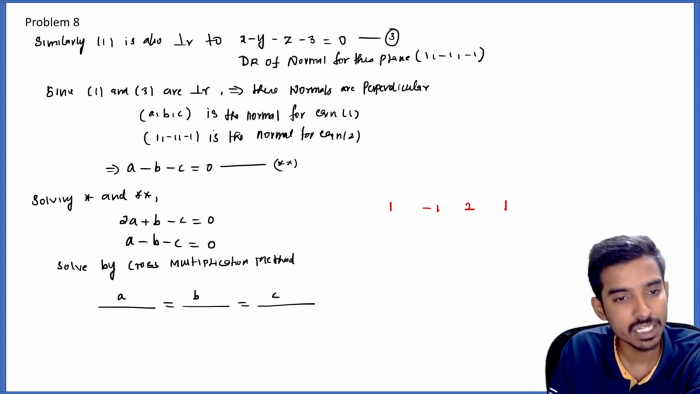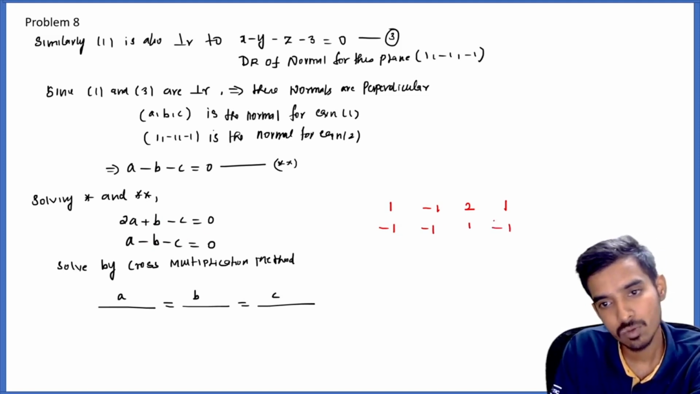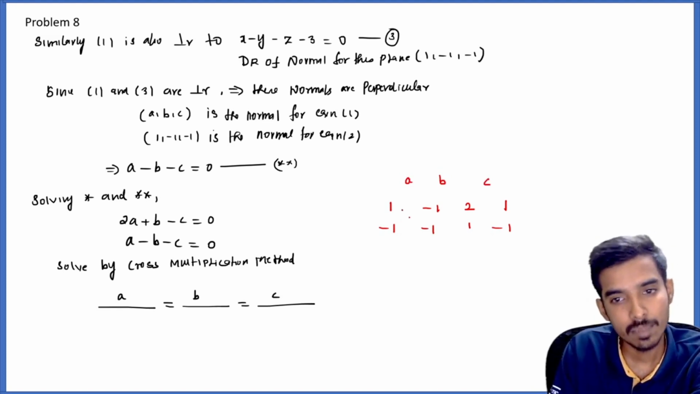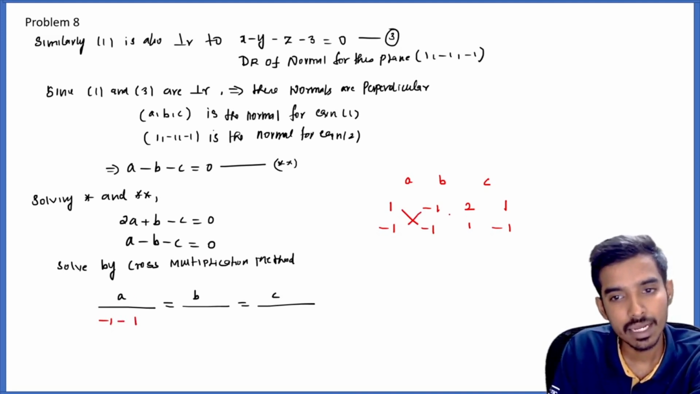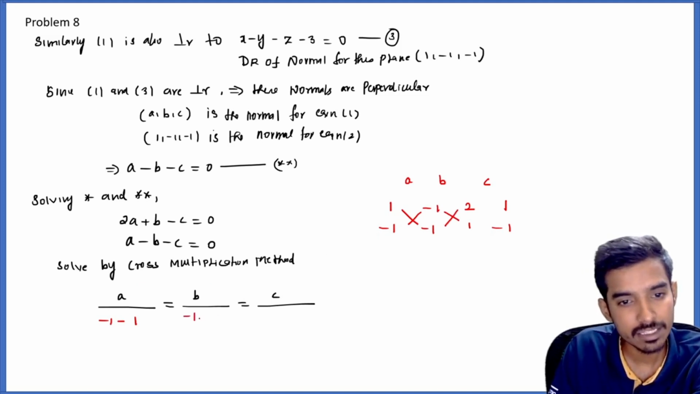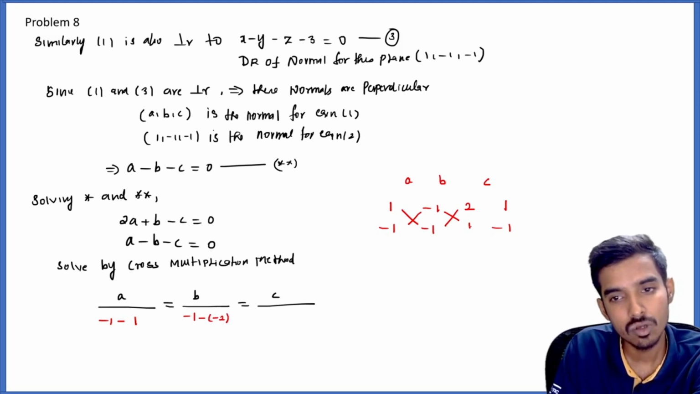Now go for the second equation: minus 1, 1, minus 1, 1, minus 1. This is A, this is B, this is C. Now cross multiply this. So 1 into minus 1 is minus 1, and in between you have minus, so minus 1 is plus 1. And here 1 minus 1 into minus is minus 1, in between you have minus, so here we will have minus 2. So 2 into minus 1 is minus 2, in between you have minus, so 1 into 1 is 1.